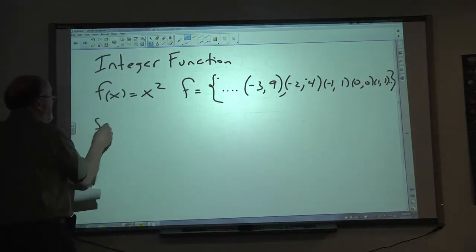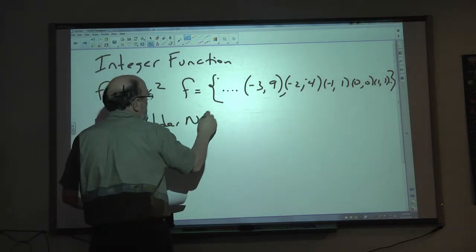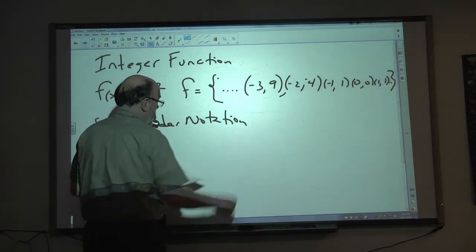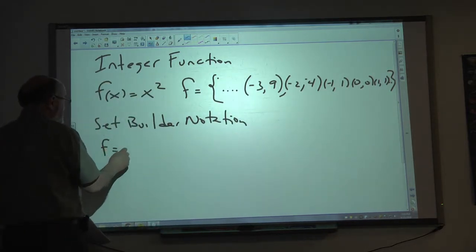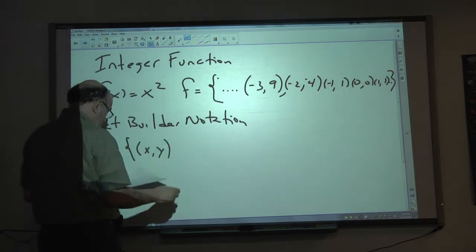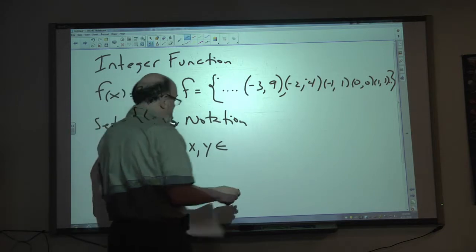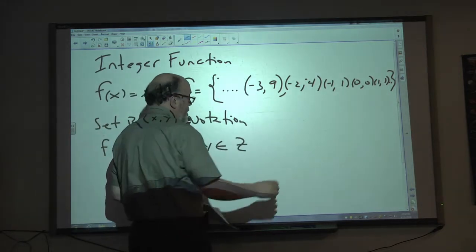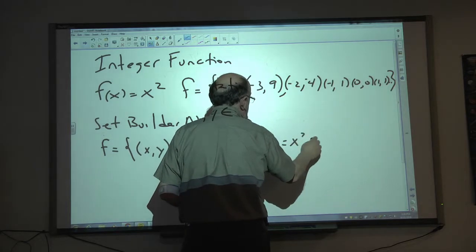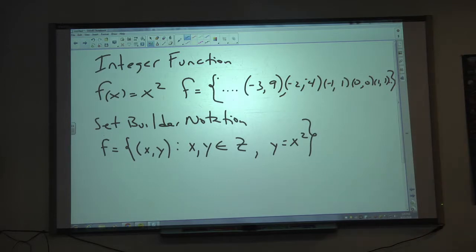And then we could also write out the same thing using set builder notation. So f is going to equal the set of x, y, where x, y is an element of the integers, and y is equal to x squared. So it's the same thing, but now expressed in set builder notation.